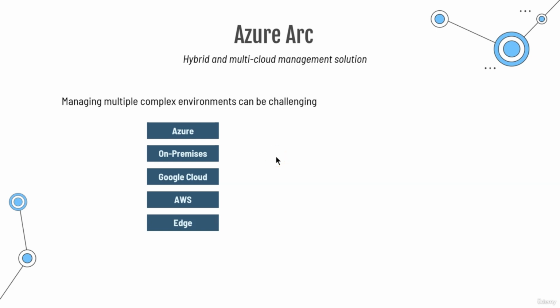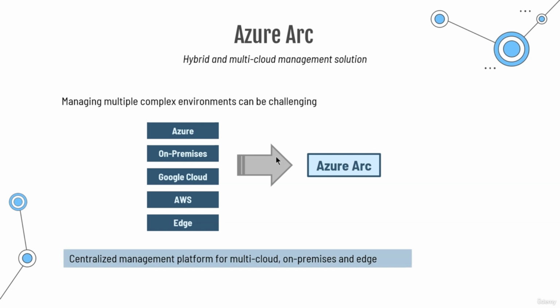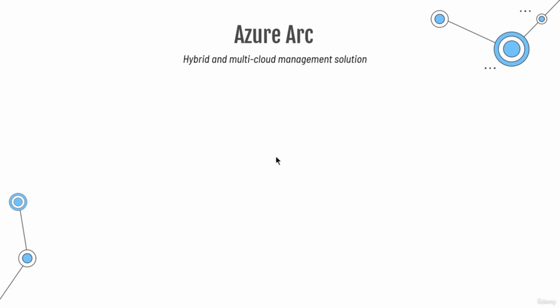And to manage all of these complex environments in a consistent way, so we may have the same security that we want to have, the same compliance and the same governance all across these different platforms. And of course, this can be very challenging. And this is the solution that Azure Arc offers. We can get a unified experience and map all of the resources from those different environments. And like this, we get a centralized management platform for multi-cloud, on-premise, and our edge devices.